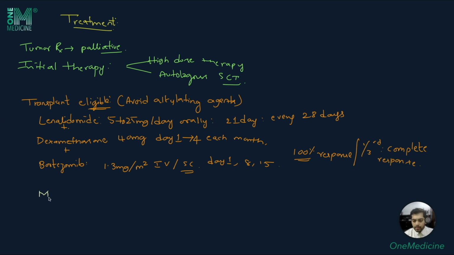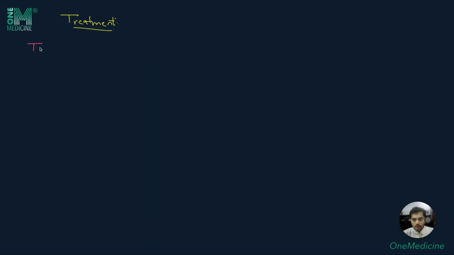Once this is achieved, maintenance is given by lenalidomide therapy. Patients on lenalidomide also require thromboprophylaxis. Patients who are transplant ineligible can also receive the same medications. Plus, here patients can also receive alkylating agents, and the therapy is mostly palliative.